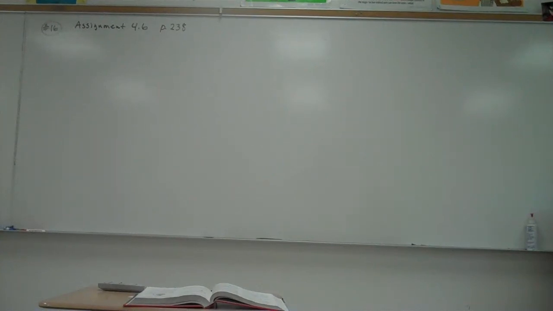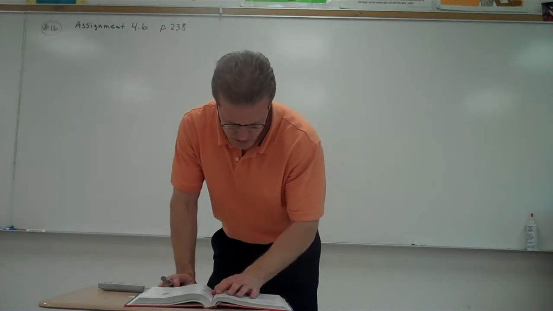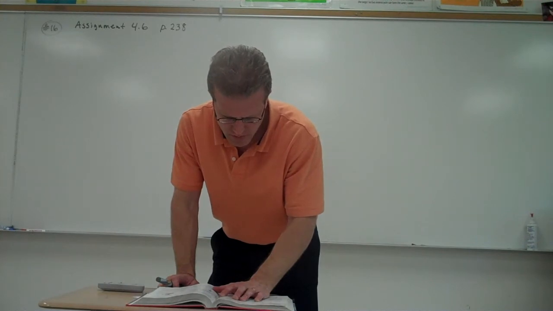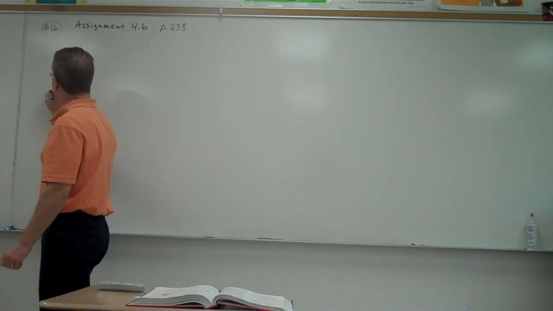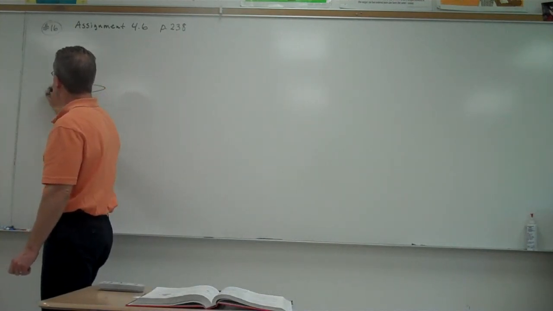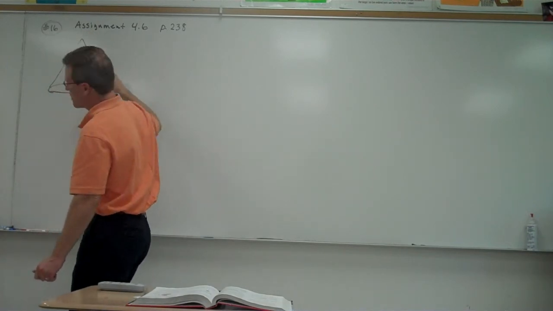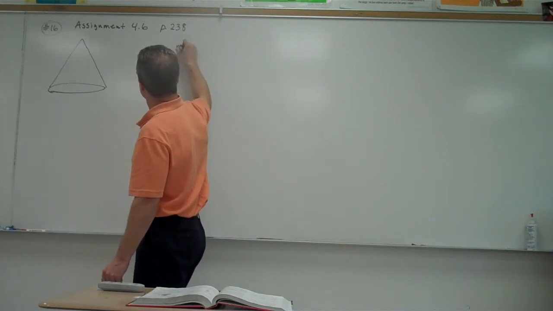All right, this is number 16 on page 238, lesson 4-6. It's called a growing sand pile. Sand falls from a conveyor belt at the rate of 10 cubic meters per minute onto the top of a conical pile. So let's draw a picture. Got a pile that looks like a cone. And the sand's dropping onto that at 10 cubic meters per minute.